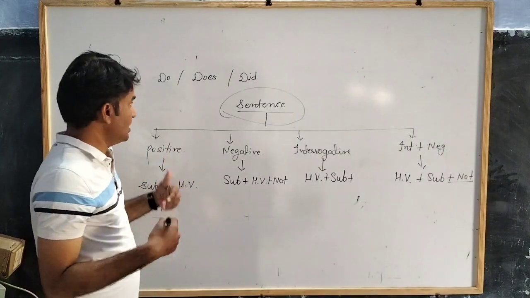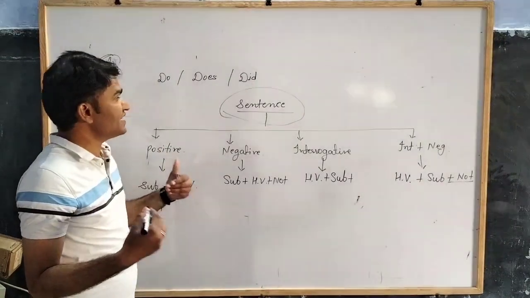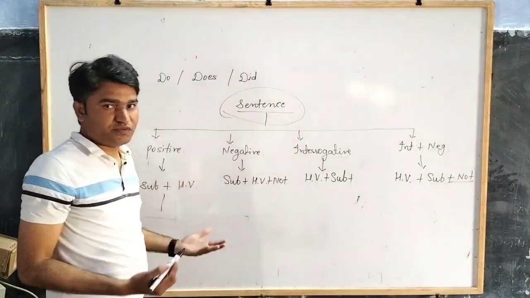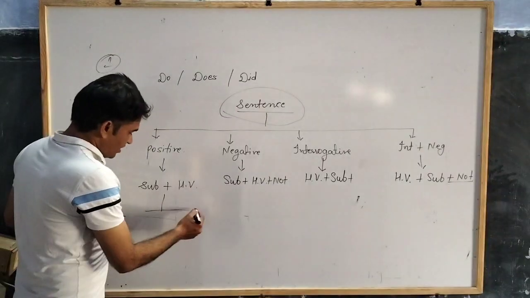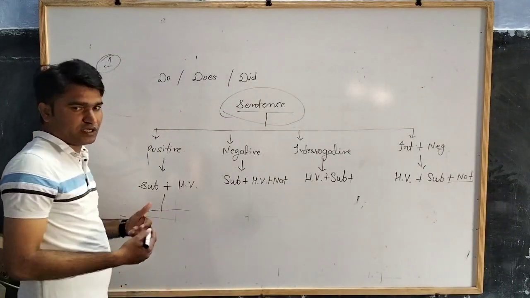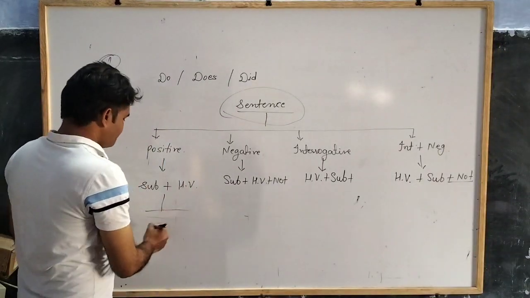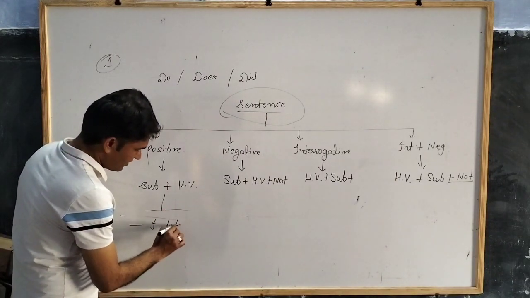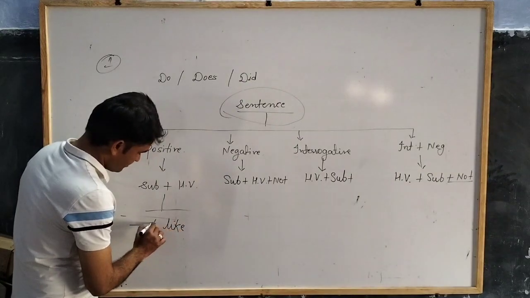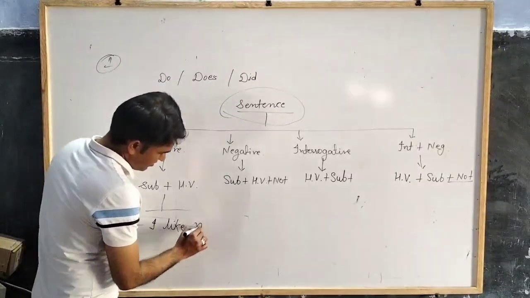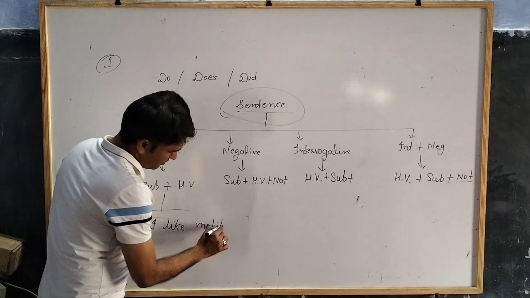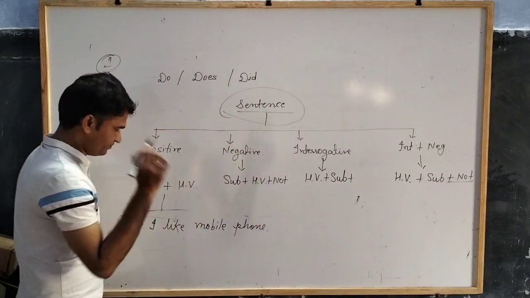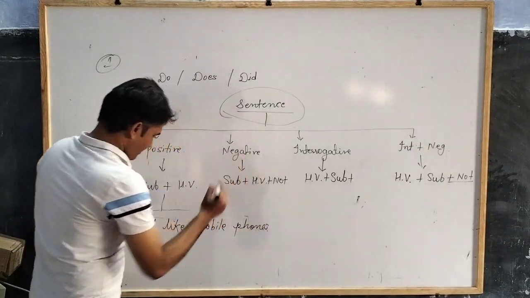If we want to put do, does, and did, these three helping verbs, in positive sentences, we can use them, and if we don't want to use them, we can skip them. Like that. If I write, I like mobile phones, or you can also write, I like phones.